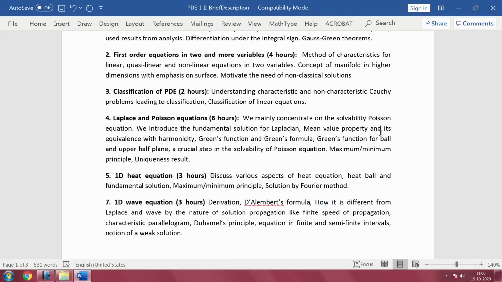the one dimensional wave equation. We will do the derivation of the one dimensional wave equation, D'Alembert's formula, how it differs from Laplace and heat by the nature of solutions, propagation like finite speed of propagation, characteristic parallelogram, Duhamel's principle, equations in finite and semi-infinite intervals, and the notion of a weak solution, again trying to tell you the importance of studying non-classical solutions. This is what we are planning to cover in this PDE1 course consisting of 20 hours.